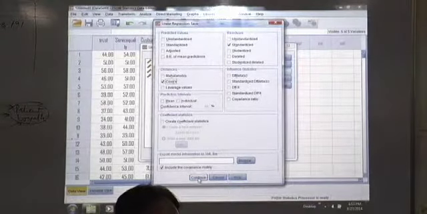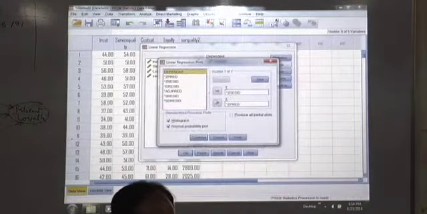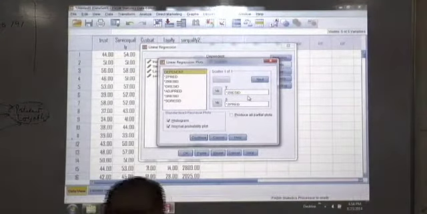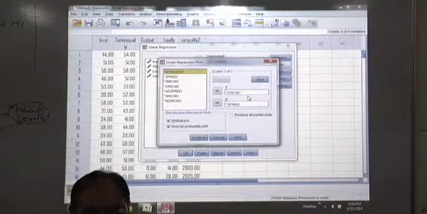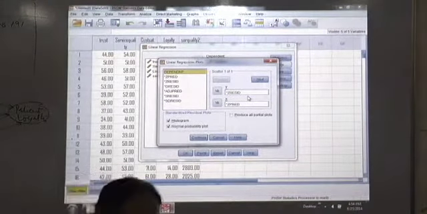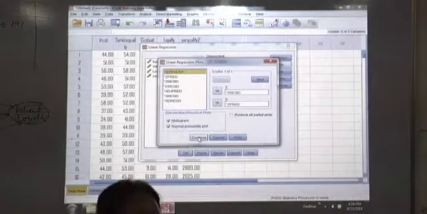Enough. You don't need anything else. I will go back to floats. You need to have Z predicted on X and Z residual on Y. Z predicted and Z residual are the two that need to be plotted. Okay? Z predicted and Z residual.